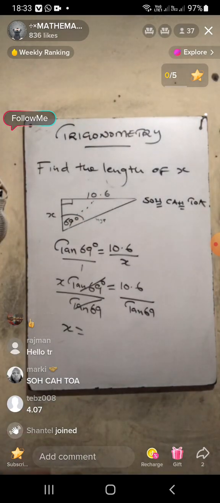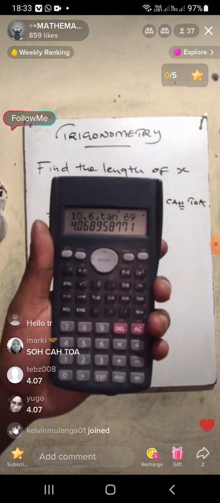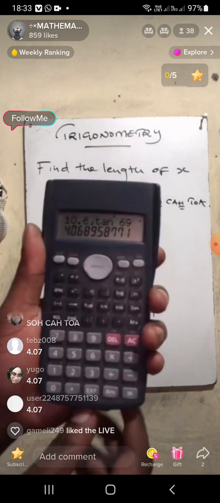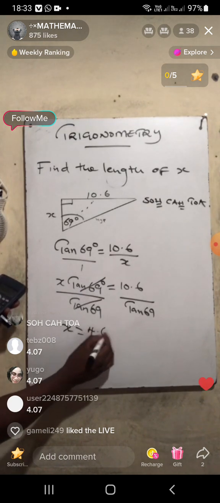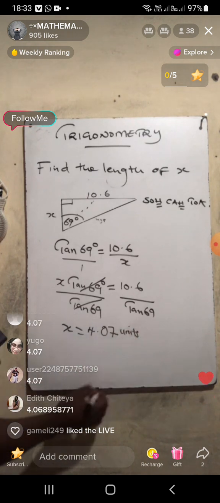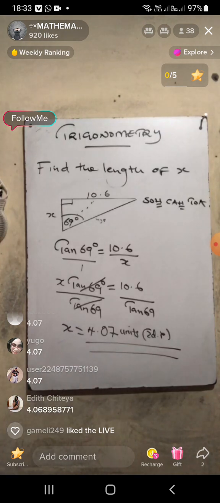I'm going to pause here. Let me hear from you guys. What would be the answer? Okay, Tabs is saying 4.07. Then we have 4.0689587771. Corrected to 2 DP, it is indeed 4.07. Don't forget the unit. And remember DP means decimal place. That's simple. Yes, Edith. Yes, corrected to 2 DP. Yes, user 22. Good job, guys.